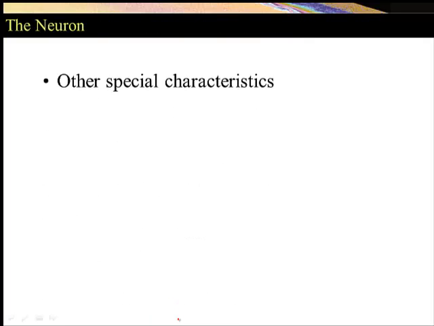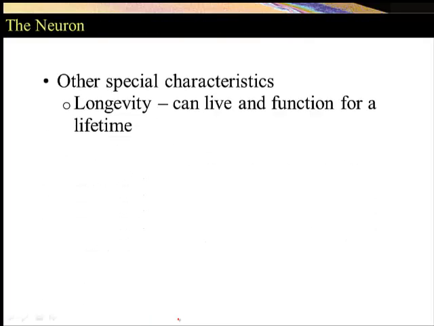Okay, now a couple other special characteristics about the neuron. Longevity. Neurons can live and function for a lifetime. Your neurons are designed to live for your entire life. Some of them will die or expire before the end of your life. That's what happens a lot of times with elderly people as they start to lose their memory and things. Some of their neurons are starting to go away. You also can kill neurons through drug and alcohol use or brain damage and things like that, but they're designed to live for your entire lifetime.